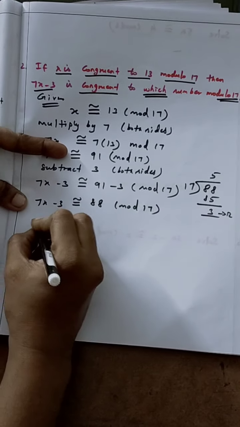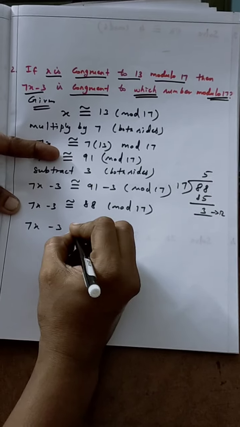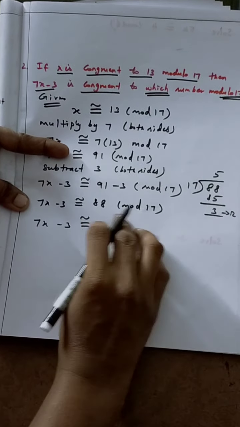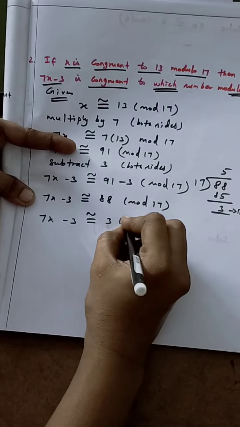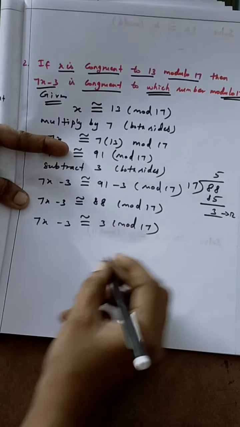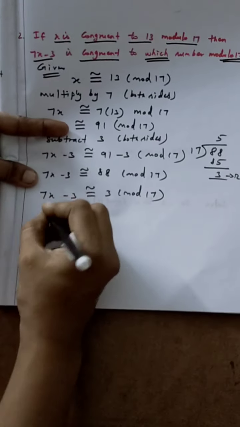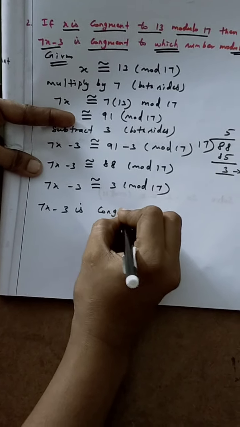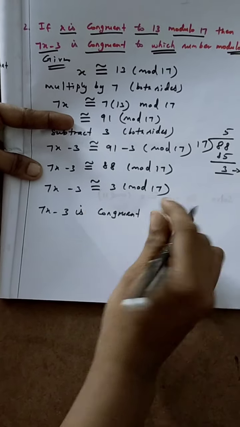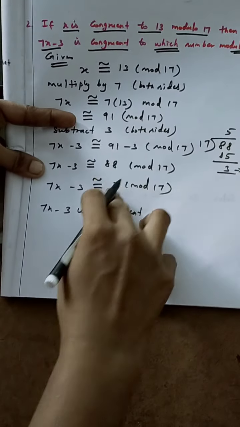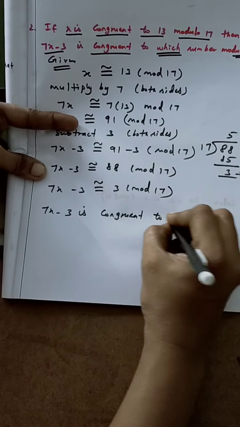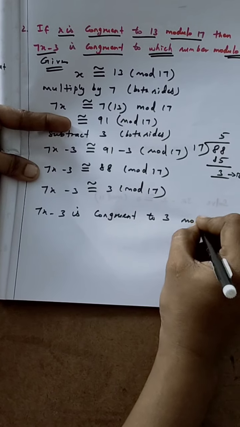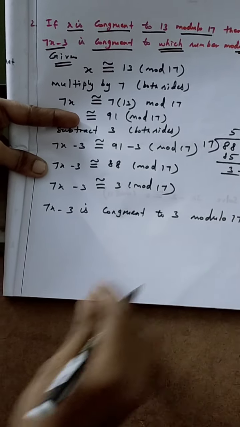So write: 7x minus 3 is congruent. What is the remainder? It is 3 mod 17. So write down the answer. 7x minus 3 is congruent to what number? That only, find which number: 3 only. Congruent to 3 modulo 17.